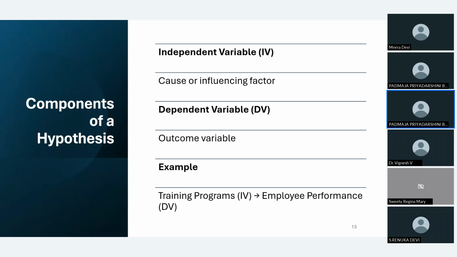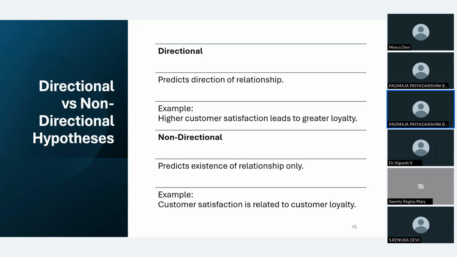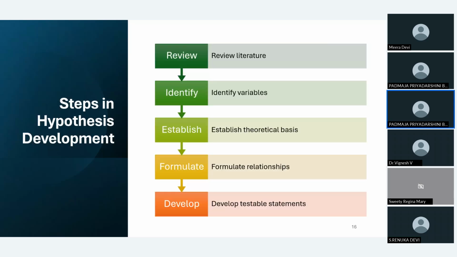So there is an influencing. We will have an independent variable and a dependent variable in any hypothesis. We have different types of hypothesis: null hypothesis, alternate hypothesis, directional hypothesis, and non-directional hypothesis. So how do we develop a hypothesis? Based on the review of literature, we identify variables, we establish a theoretical framework, we formulate the relationships between the variables, and we develop testable statements.